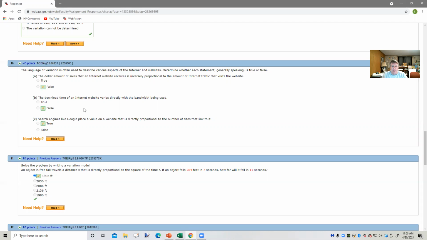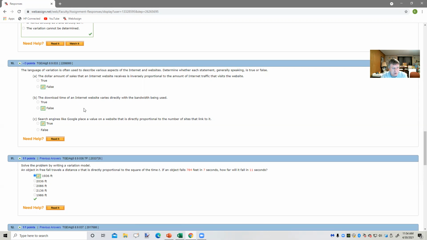So if you've got a wider bandwidth, that's going to increase the amount of information that can be passed through in a given time. Does that make sense? Kind of. I'm trying to make it make sense. The bigger the bandwidth, the more information can be passed through in the same amount of time. So it says the download time varies directly with the bandwidth. Well, if you increase the bandwidth, you would increase the amount of information that can be sent, which would mean your download time would be faster, wouldn't it?